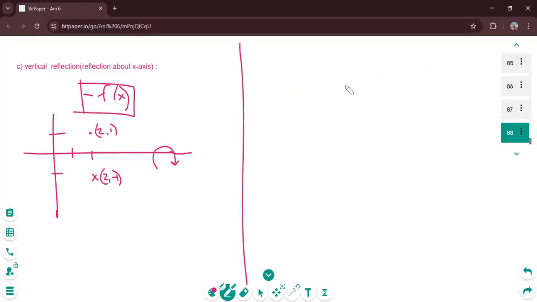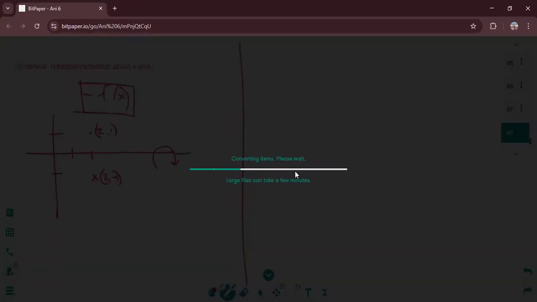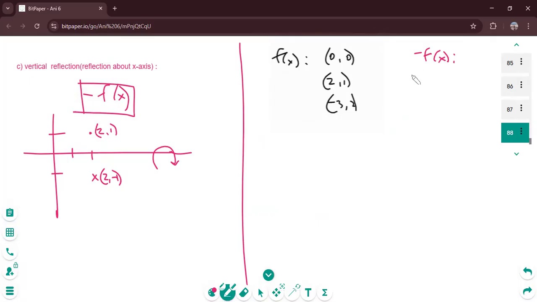So let's say, for example, they've got the same exact graph for f of x with the same 3 points, 0, 0, 2, 1, and negative 3, 2. So I'm going to go ahead and draw this again. I mean, essentially, let's also find negative f of x. Negative f of x is a reflection about the x-axis, which means all the y's will change sign. So 0, 0 remains 0, 0. 2, 1 becomes 2 and negative 1. And negative 3, 2 becomes negative 3 and negative 2.